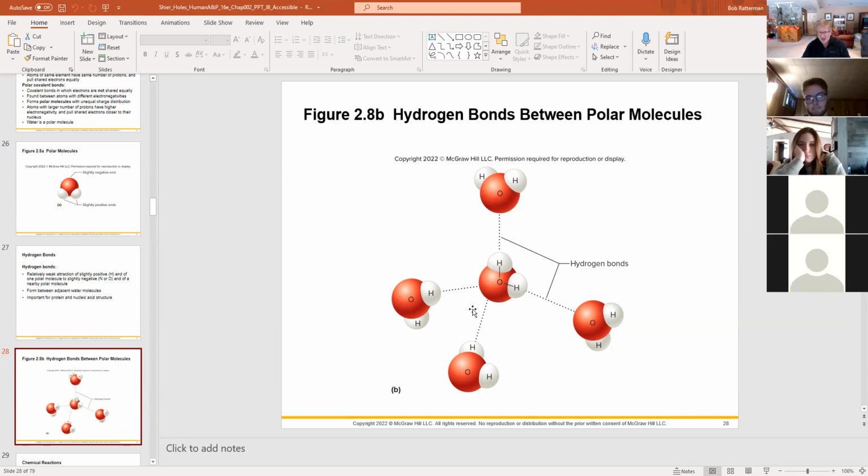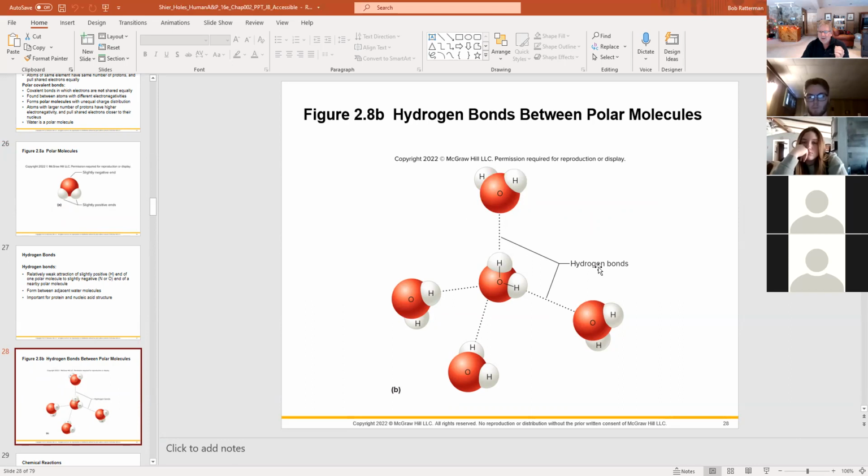These dotted lines represent attractions between individual adjacent water molecules. Now, these are fleeting. They break and reform thousands of times a second because these water molecules are floating around in a liquid, right? Think of a glass of water. So they break, but they reform almost as quickly as they break.